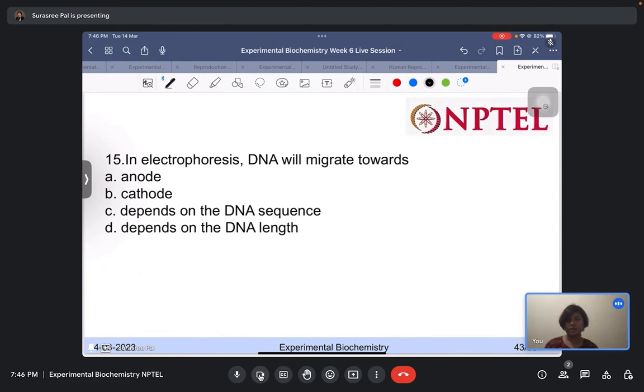Next question. In electrophoresis, DNA will migrate towards which electrode? Now DNA is negative, so it will migrate towards the positive electrode. What is the positive electrode? The positive electrode is the anode. So DNA will migrate towards the positive electrode and not the negative electrode, which is the cathode. So the correct answer is anode. Next question.